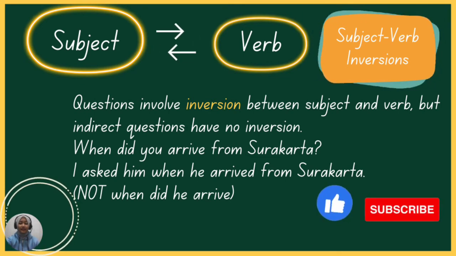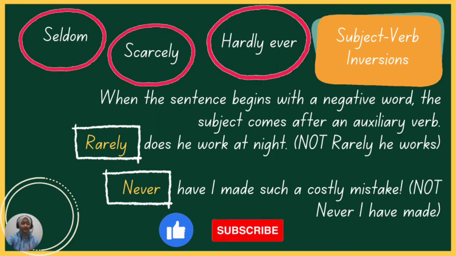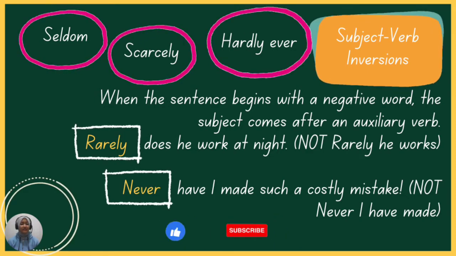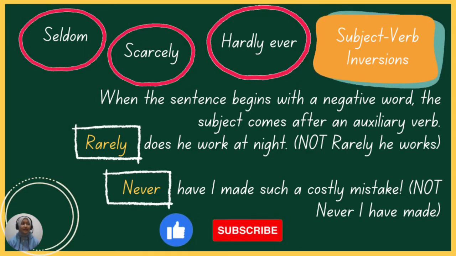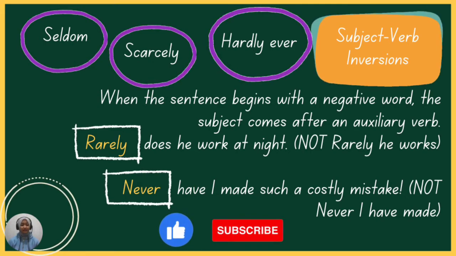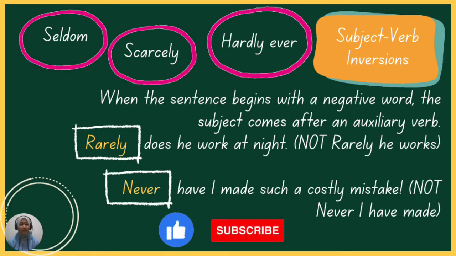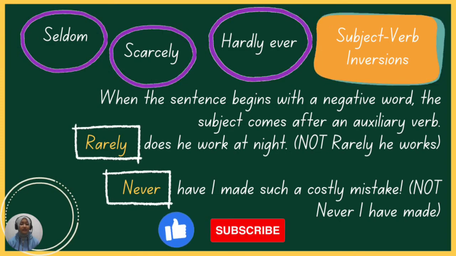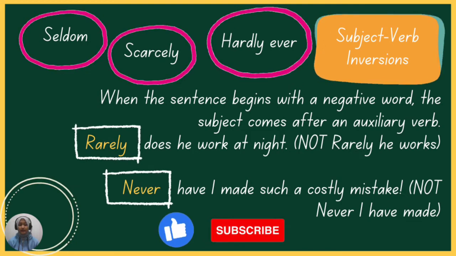Okay, let's have our next point here. So masih dengan subject-verb inversions, we have seldom, scarcely, hardly ever. Ya, ini adalah penanda negatif. When the sentence begins with a negative word, the subject comes after an auxiliary verb. Jadi muncul ada inversion di sini.